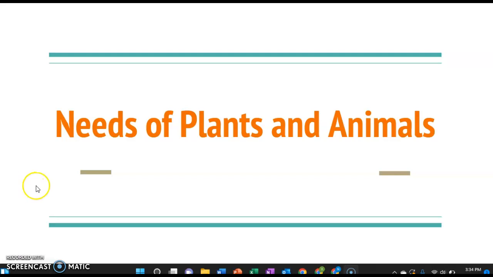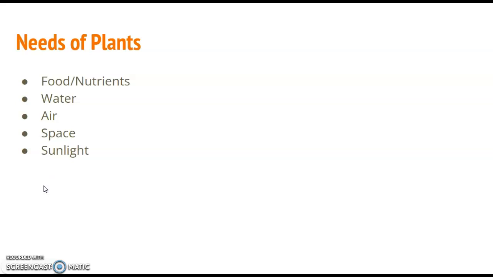Alright, now let's look at the needs of plants and animals. So the needs of plants. So all plants have to have food or nutrients. They have to have water, air, space to grow, and sunlight.